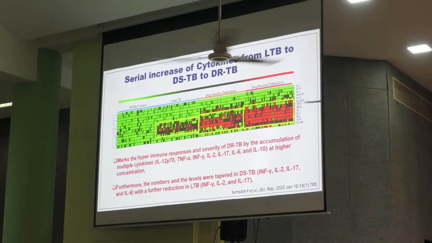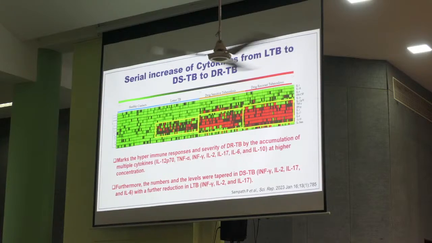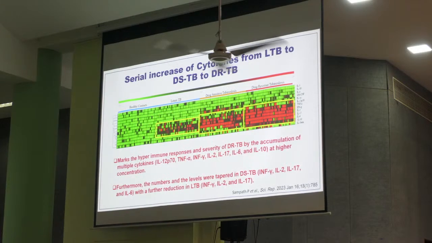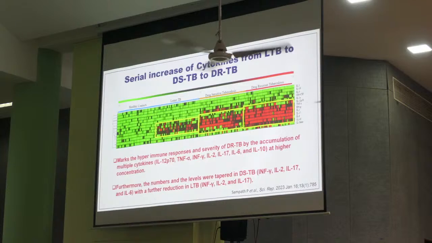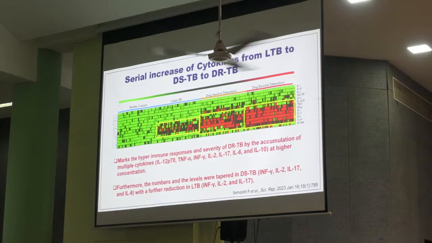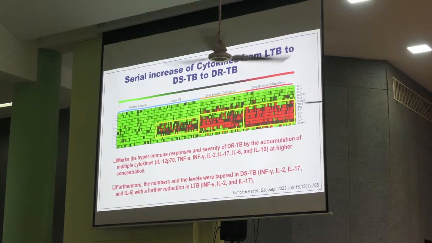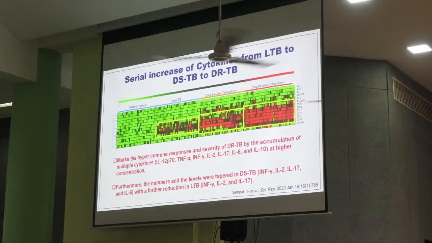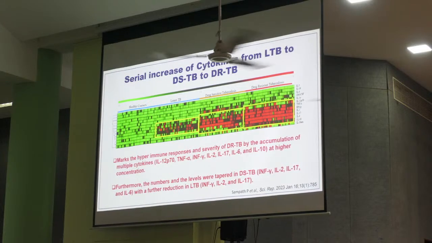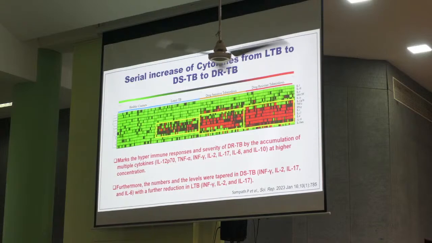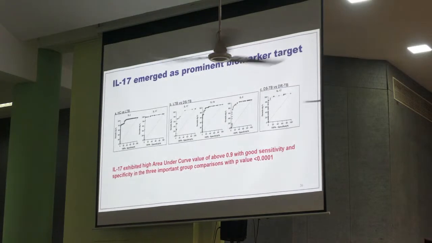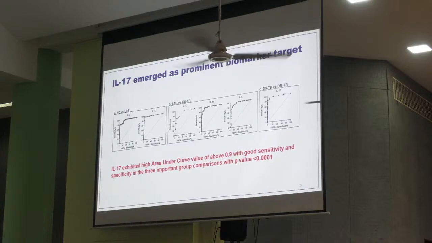Here we do a heat map analysis. This is the healthy state, where you don't have this kind of cytokine increase. But when compared to healthy, in latent TB you have interferon gamma and IL-2 being increased. And from latent, when you progress to drug sensitive, you have additional cytokines being upregulated. And when you become drug resistant, even more cytokines are being expressed in your body. We want to know whether this can be useful as a marker.